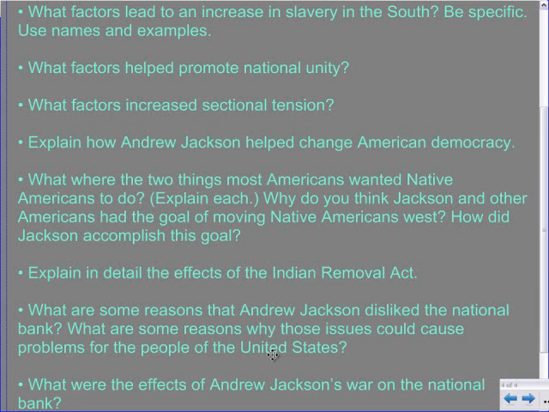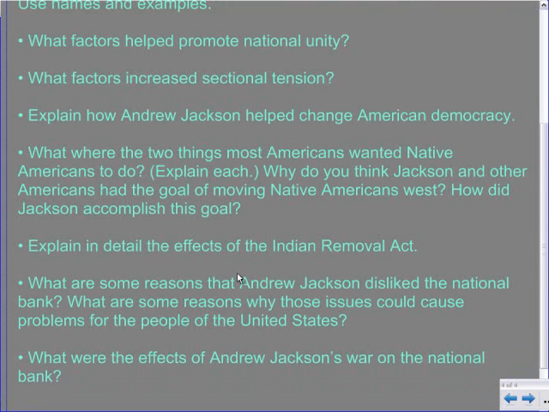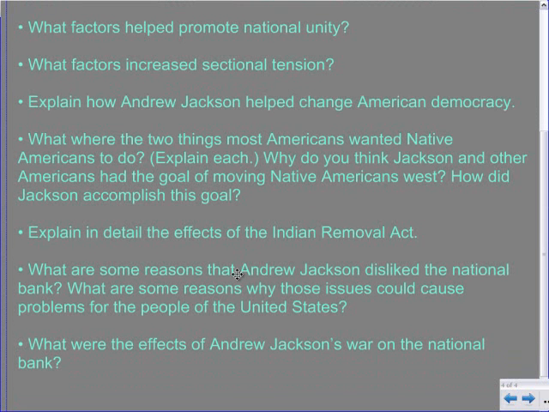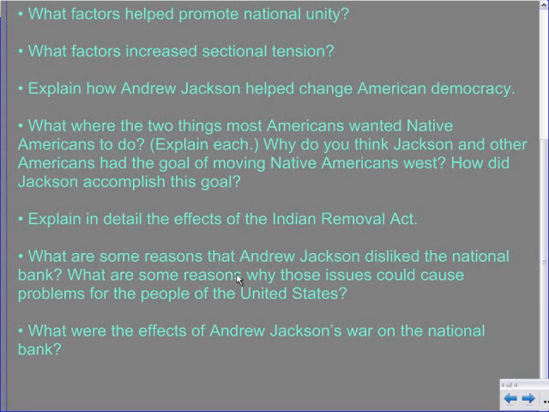Explain how Andrew Jackson helped change American democracy. That's Jacksonian democracy, which we've talked about on here, widening the political rights of people. What were two things most Americans wanted Native Americans to do? That's move or assimilate. You need to explain what each of those things would mean for the Native Americans. Why do you think Jackson and other Americans had the goal of moving Native Americans west? That's just kind of your opinion about why they think they're an obstacle. What are they doing? Why are the white settlers not happy about the Native Americans living in this area?